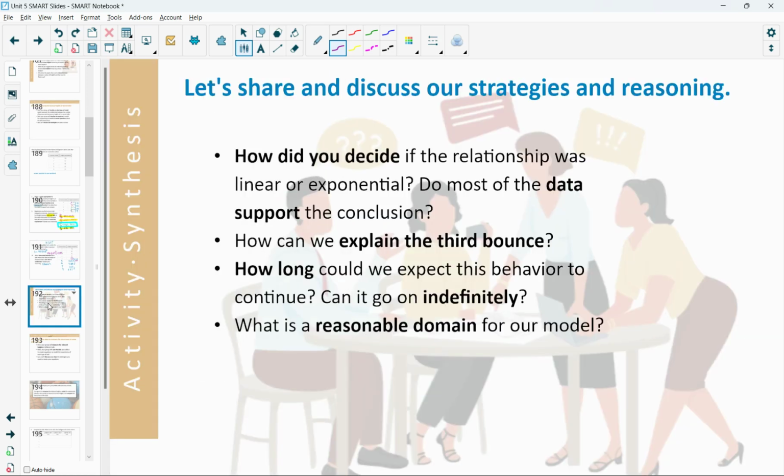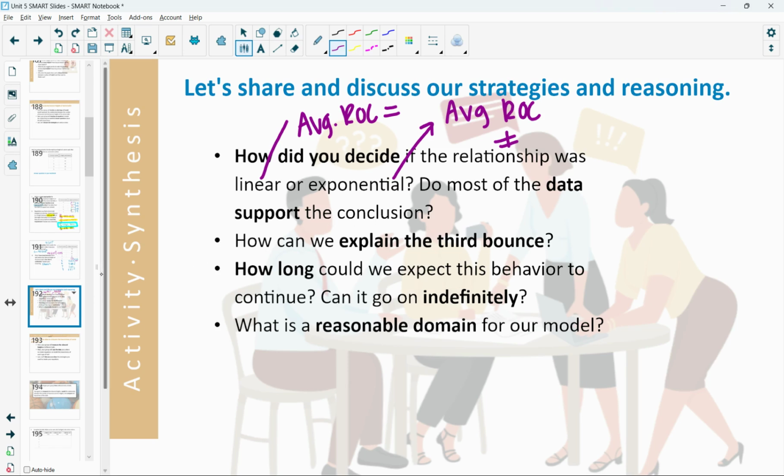So how did you decide if the relationship was linear or exponential? And remember, that was looking at the rate of change. Okay, so the average rate of change would be constant for a linear, where the average rate of change is not equal for an exponential. That's the way I decided, maybe you did something else, but that is what made me think exponential. And then the data did support that, right?